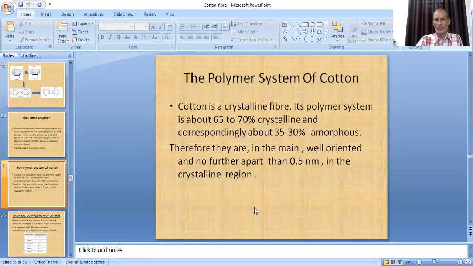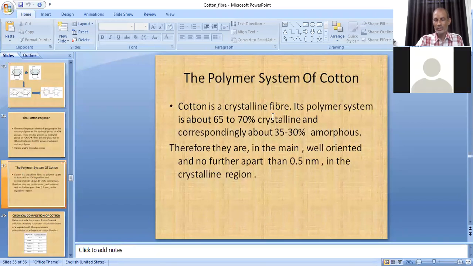Now the polymer system of cotton. The polymer system of cotton is a crystalline polymer system. So cotton can be termed a crystalline fiber, meaning a higher percentage of crystalline regions is there. So this is put in the category of crystalline fibers. If more amorphous regions are there, then the fiber will be a more amorphous fiber like viscose. That is just the opposite of cotton. So cotton is a crystalline fiber.